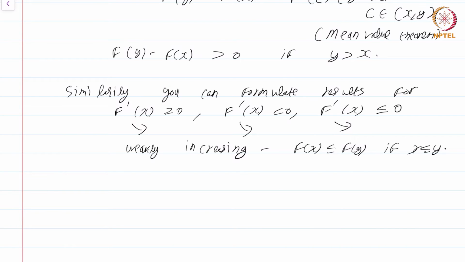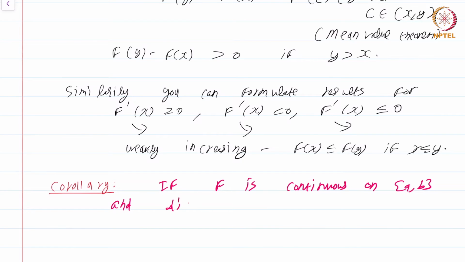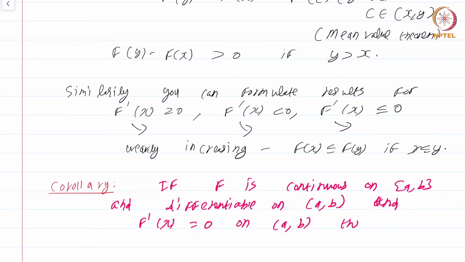We have a nice corollary of the previous proposition. The corollary says the following: if f is continuous on closed interval [a, b] and differentiable on open interval (a, b), and if f prime of x is 0 on (a, b), then f is constant. Well, this is a rather easy corollary.